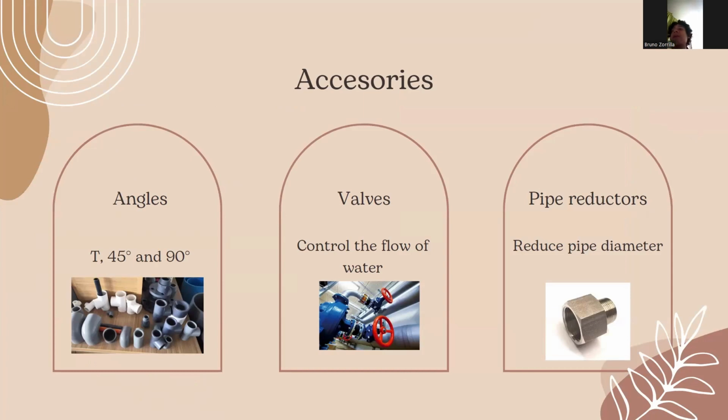And the accessories that we need to use are the angles. We have different types like the T, the 45-degree, and the 90-degree. This is very important to redirect the flow. We also have valves, with which we can control the flow of water if we need to or not. And we have the pipe reduction, with which we can reduce the diameter of the pipe.